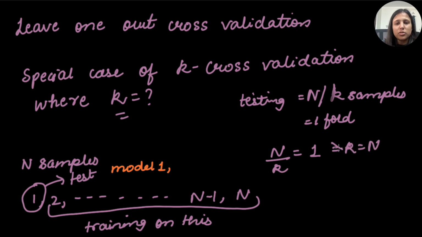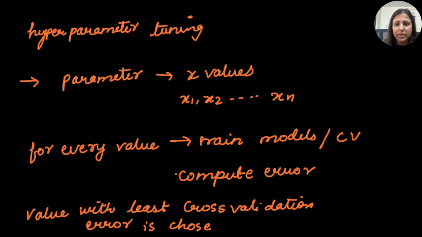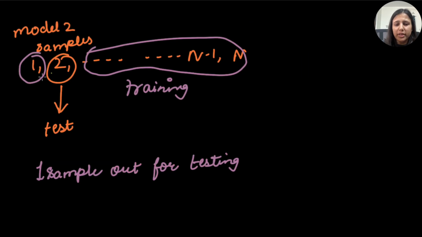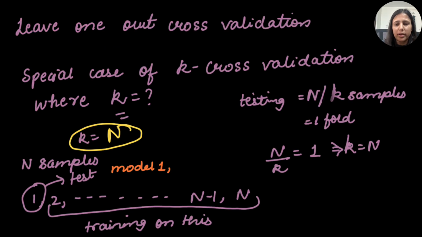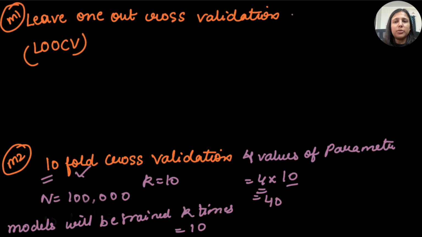So here it's a special case of K cross validation where K is equal to n. In every model you will just keep one sample out for testing, and the rest of the samples will be used for training. Okay, let's come back to this.